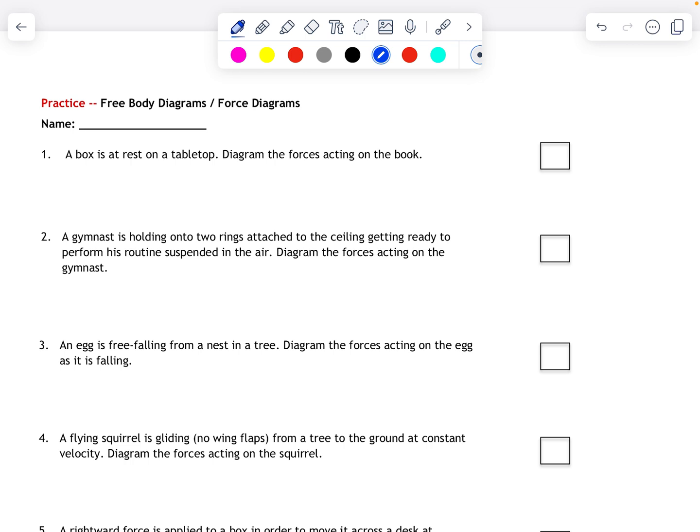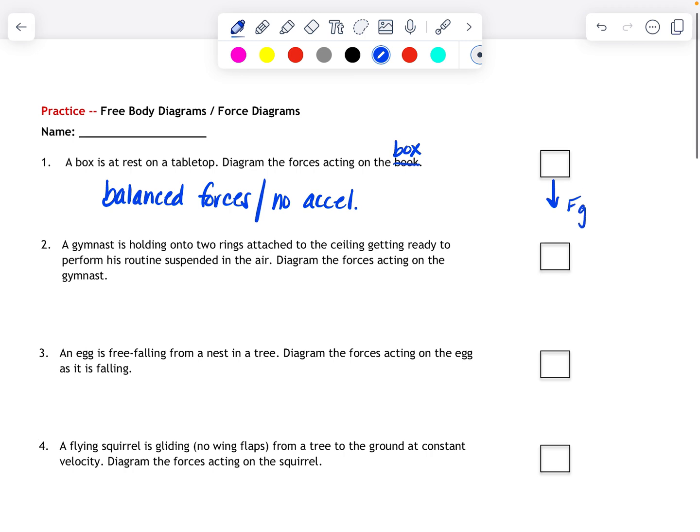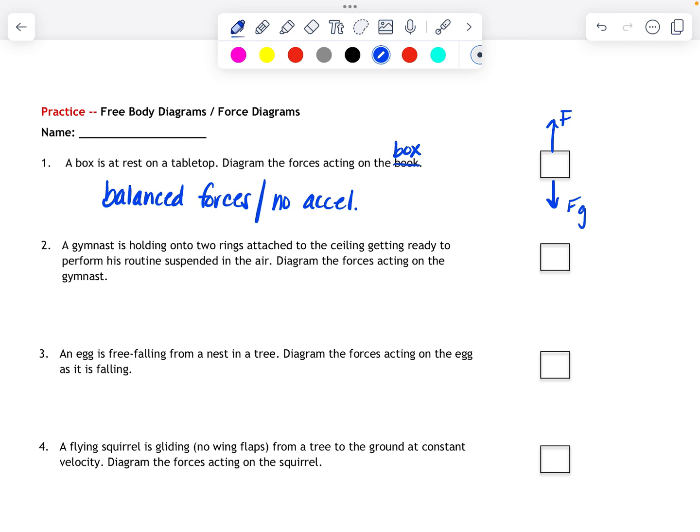So it says a box is at rest on a tabletop. Diagram the forces acting on, and this should say box, not book. Okay, so in this case, we've got balanced forces because it's not moving, and there's no acceleration. Okay, so because of that, we know we always have the force of gravity, and we also have the normal force, remember, that works in the opposite direction of gravity. So that's it. Nothing's moving it forward or backwards. That's all that's going on.